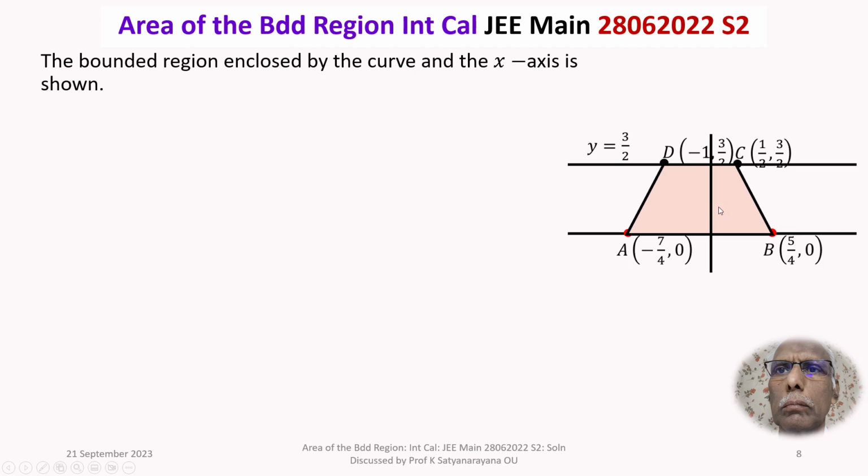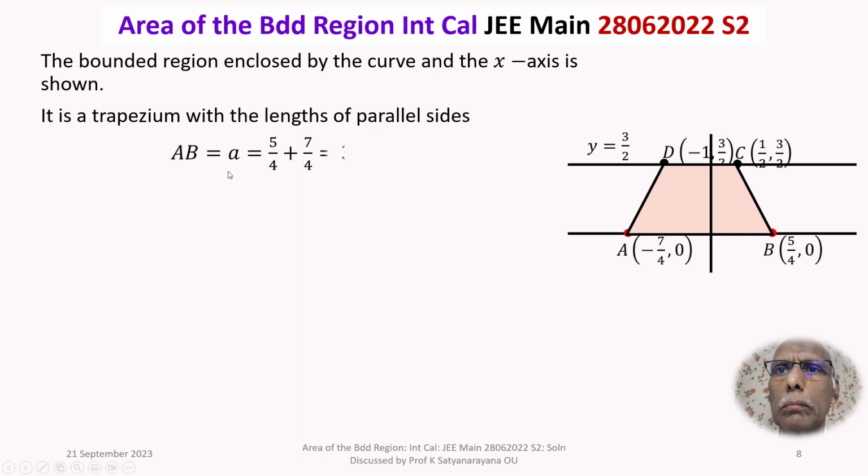This we have been studying from 7th class, so we know its area. It is a trapezium with parallel sides AB and CD. Why? Because this is the x-axis and this is y is equal to 3 by 2. They are parallel. So what is the length of AB? Let us say a is equal to 5 by 4 minus of minus 7 by 4, that is plus 7 by 4, that is equal to 3.